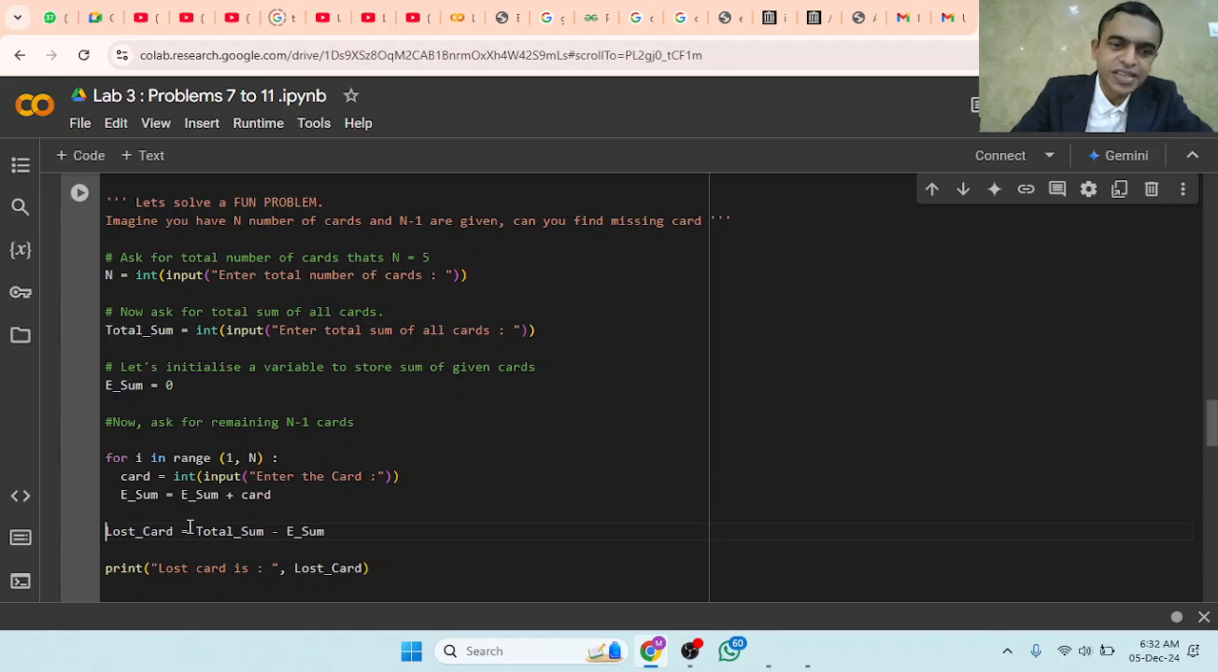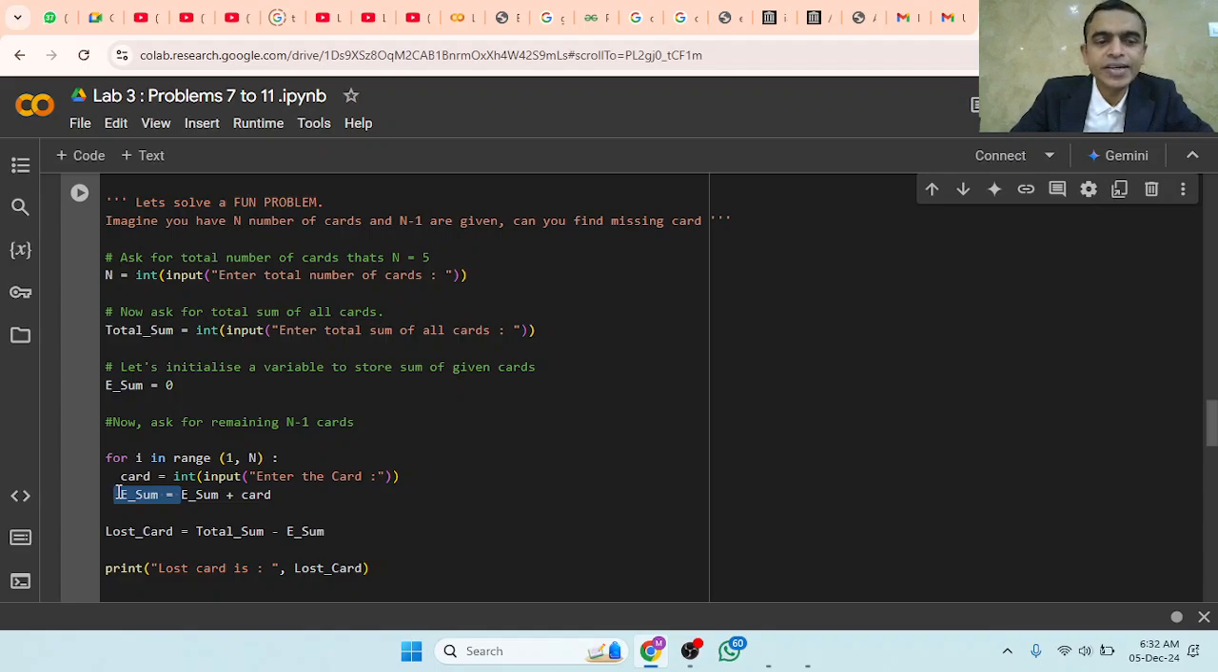So this will be asked 4 times. First he enters, enter the card, entered 1, it will be stored in esum. Currently it was 0, 0 plus 1, 1. Now esum is updated to 1. Enters card 2, 1 plus 2, 3, enter 3, 3 plus 3, 6, enter 4, 6 plus 4, 10. Now I got esum is equal to 10.